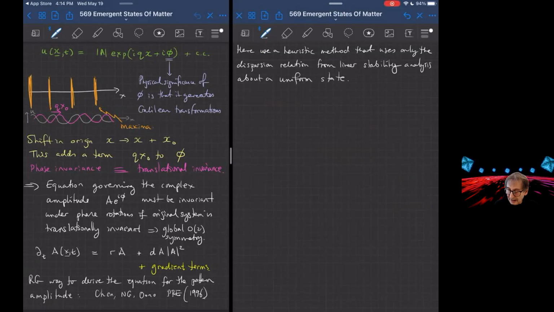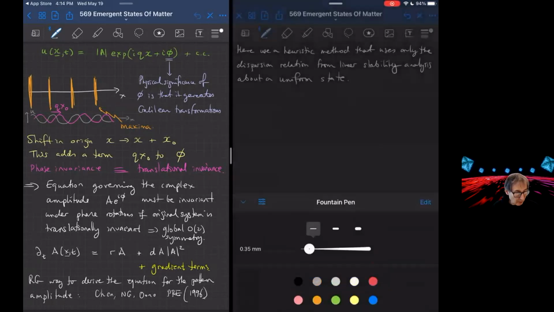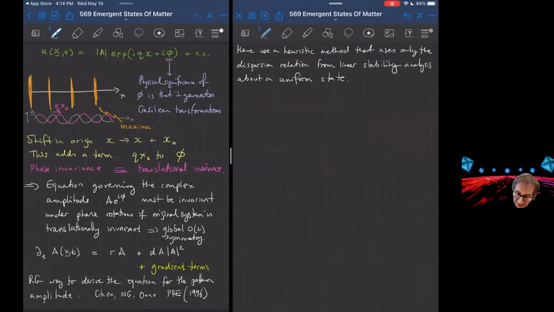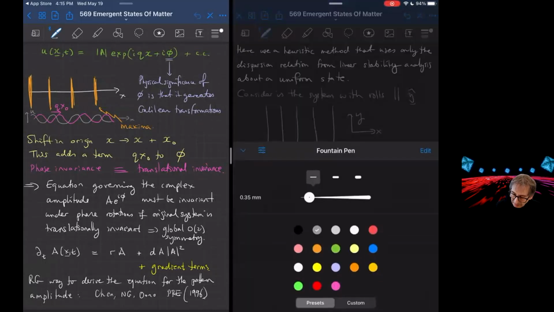So the setup that we want to deal with is this. What we're going to consider is the system with rolls, convection rolls, parallel to the y direction. So something like this. And this would be the x direction. This is the y direction. And what we're going to be looking at is the envelope that this system experiences.